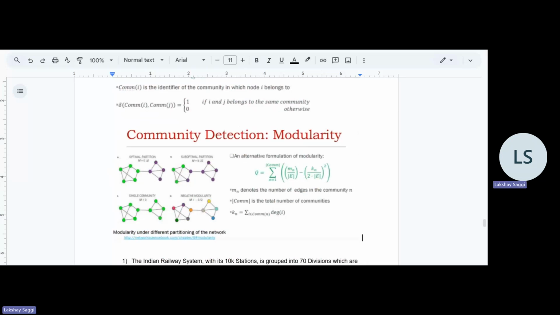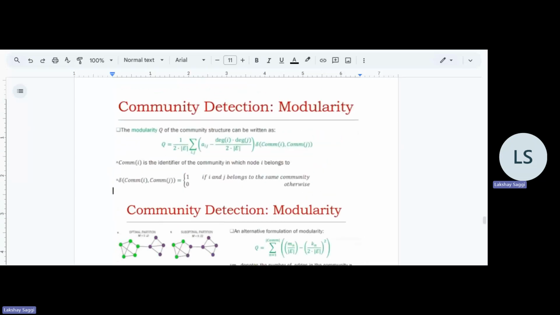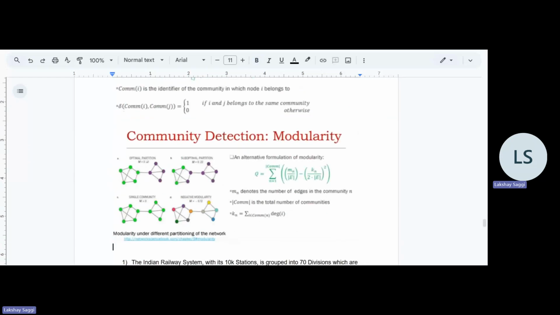Okay. And why modularity? What makes it successful and useful is that, as you can see, all the other ratio cuts and everything involve a lot more computation, but finding the value of modularity is just based on degree values. It just depends on the number of edges present inside the community and the degree of each node.